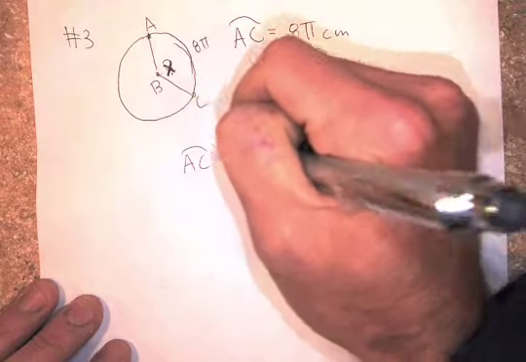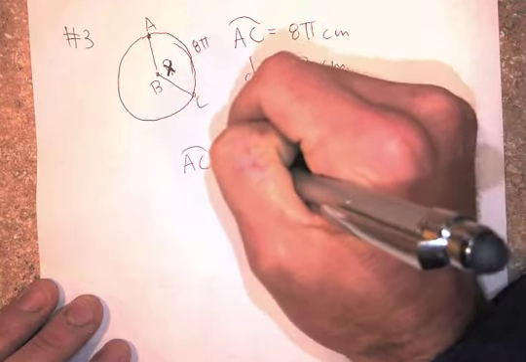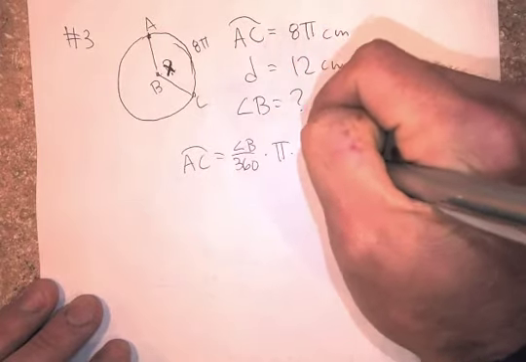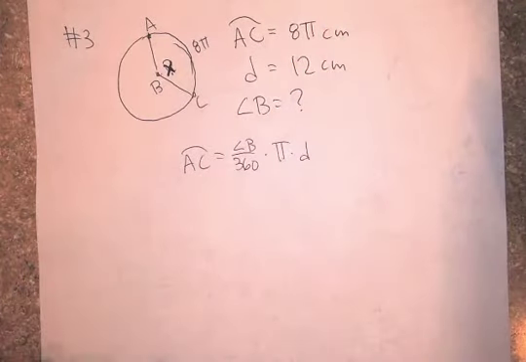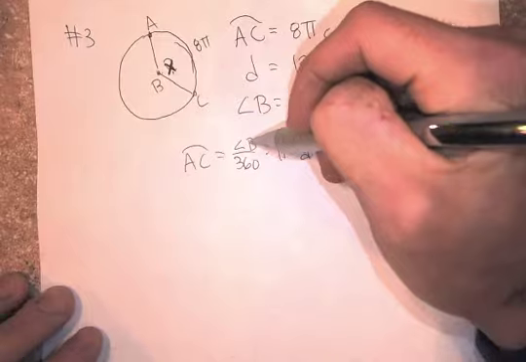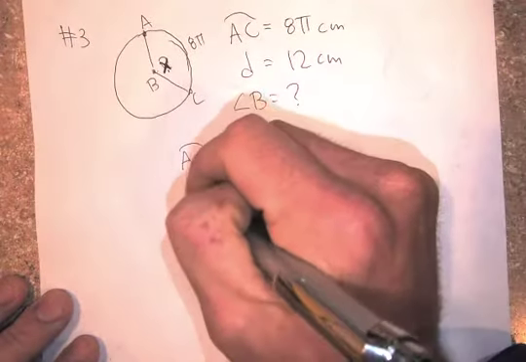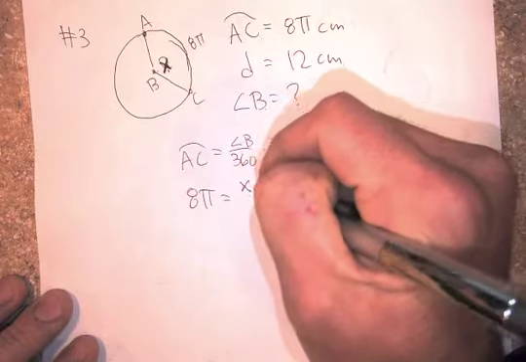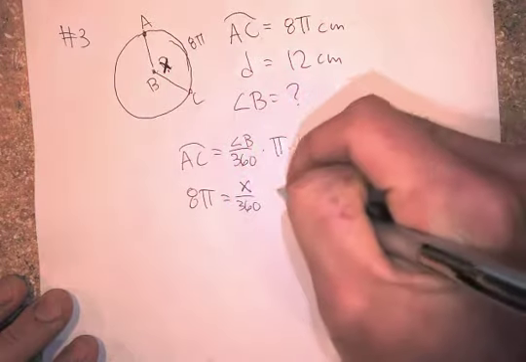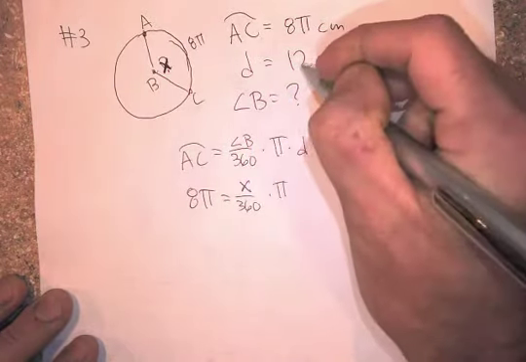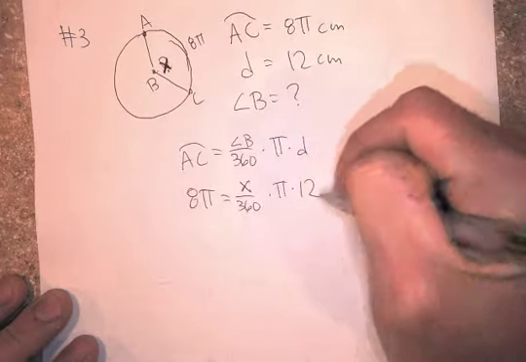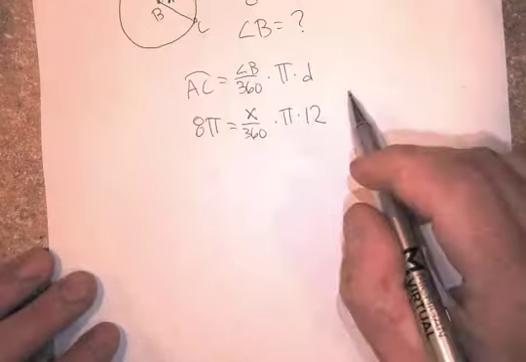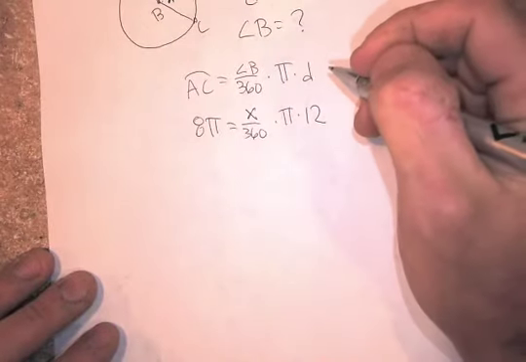Arc AC is the angle over 360. I'm going to do the pi d here because I do know what d is. We're trying to figure out angle B. All right, so plug everything in. 8 pi goes here. We don't know angle B, that's the x. We do know the d was given, that's 12. So we've got to solve this whole thing out for x.